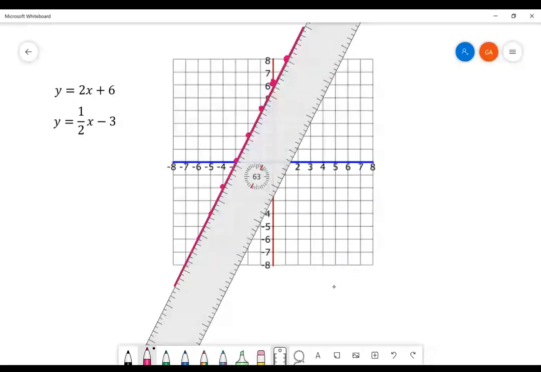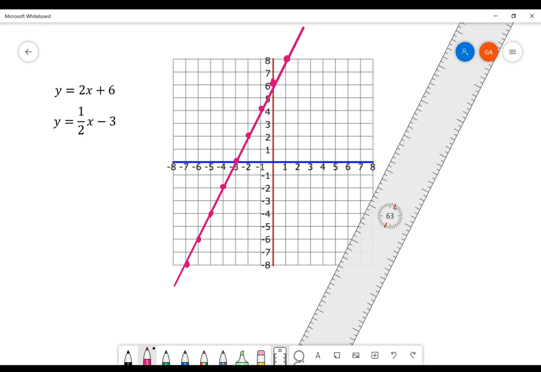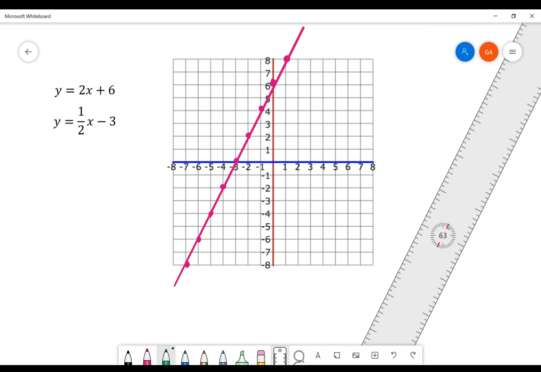Something like that. So I've got my first line. Now I'm going to go ahead and do my second line. So again, it's in slope-intercept form. I see that my y-intercept is -3, so that's where I'm going to start by putting a dot.